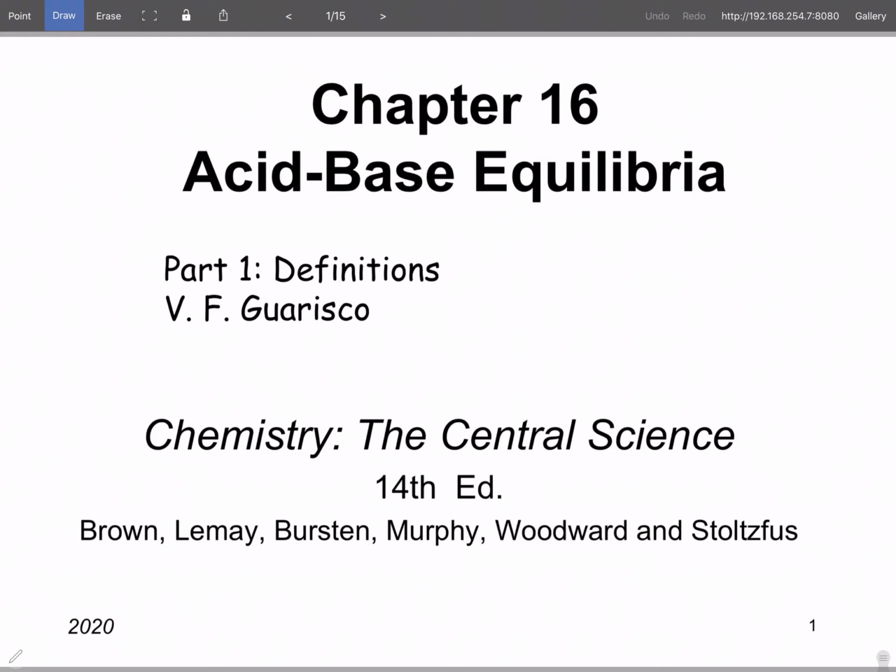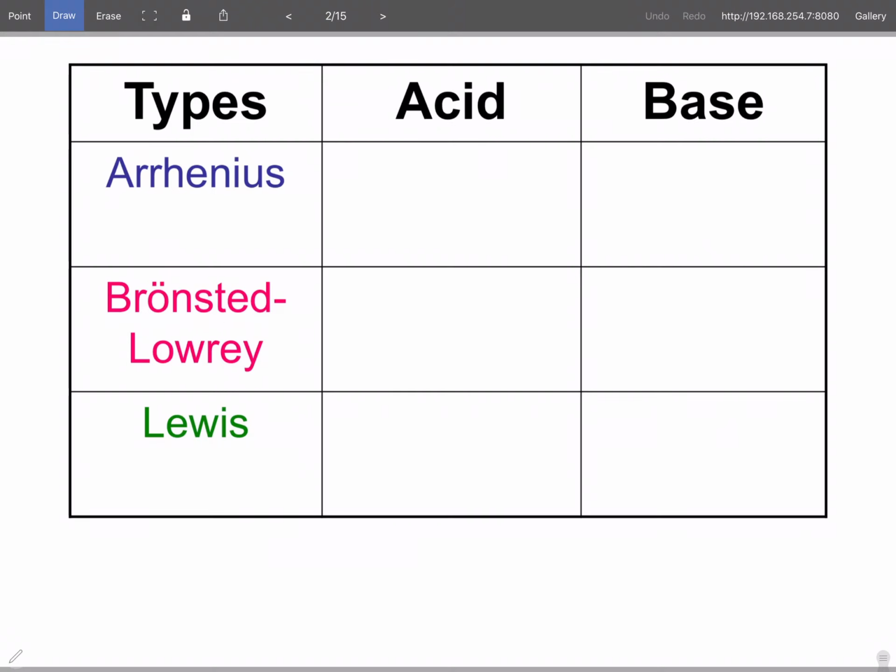which is the acid-base equilibrium. First thing we're going to talk about is acids. The oldest definition of an acid is the Arrhenius definition, and according to that, it is a proton or an H plus donor, and a base is an OH minus donor. Well, this is an old definition.